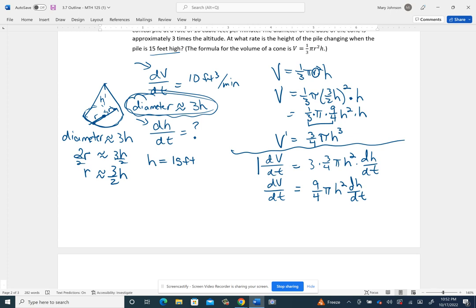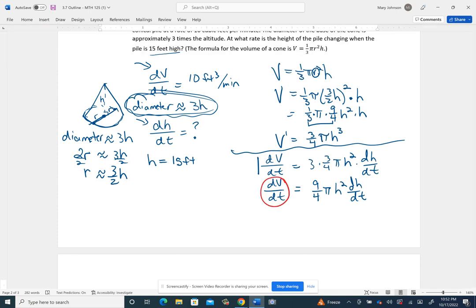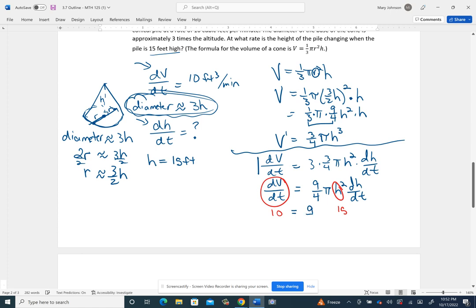Okay. All right, so here's my known information. I know this, it's 10. I know this is 15. Pi is not a variable. So I only have one unknown, and that's dh/dt. So you're going to plug in 10 here and 15 there, and then you're going to wind up solving that for dh/dt. So that would equal 9/4 pi 15 squared dh/dt.